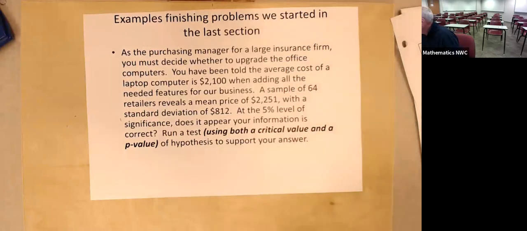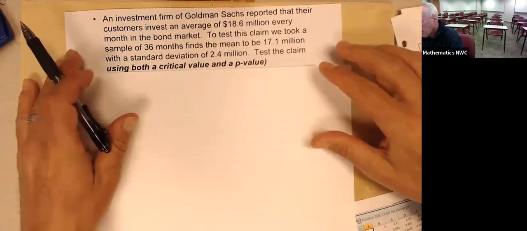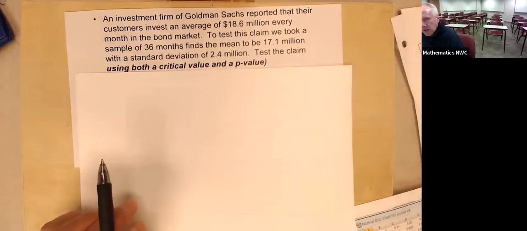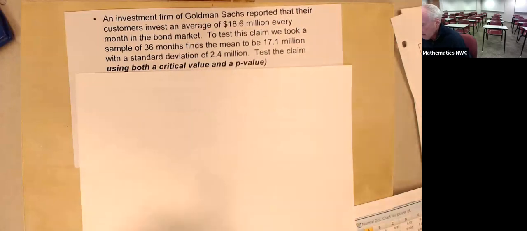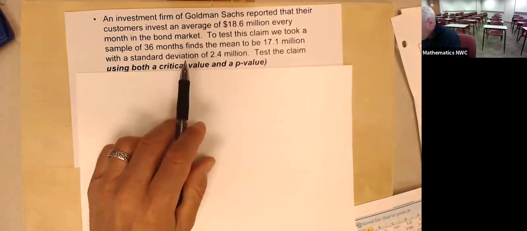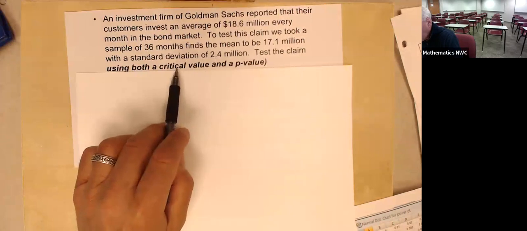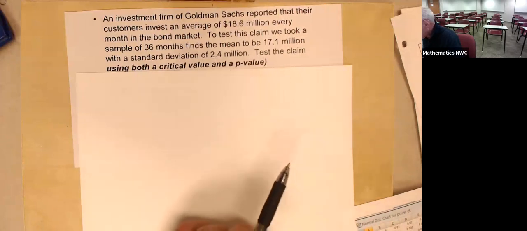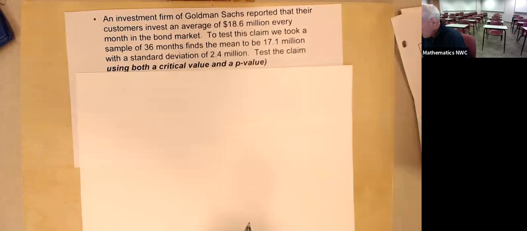Example number 2. Sorry for the delay. We started this one the last time we met, and we set up both the null and the alternative hypothesis. Now we're going to run the full critical value test, and I'm going to run a p-value test again, both of these in this particular example.